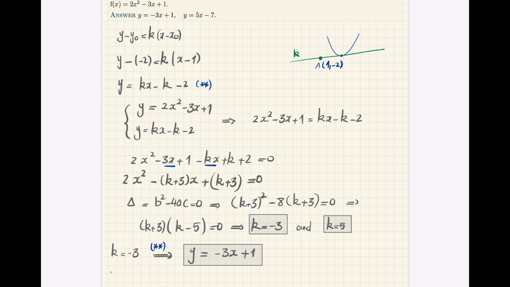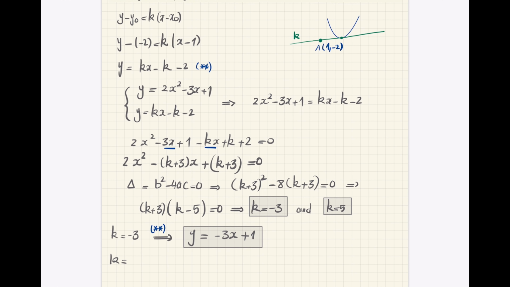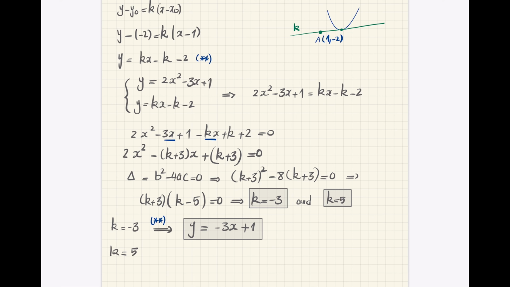And then if k is equal to 5, what happens again, I use the double star again, and then I will find another equation. So y becomes equal to, instead of k I put 5, so it becomes 5x minus 7. Yes, so this is also another one.